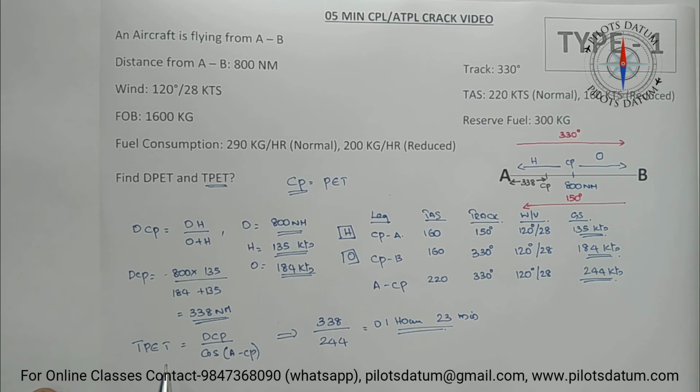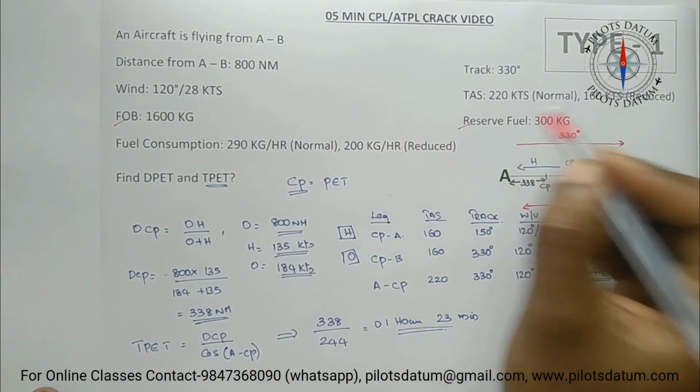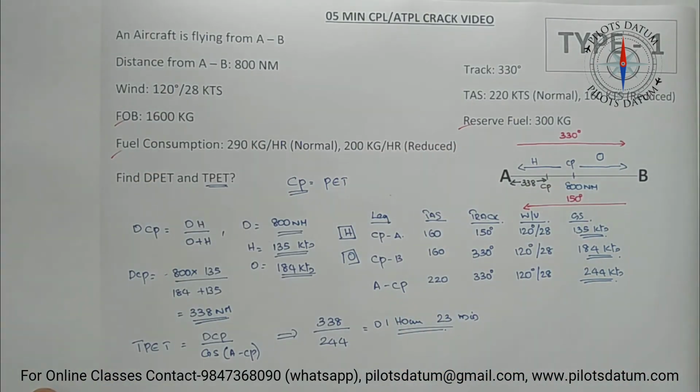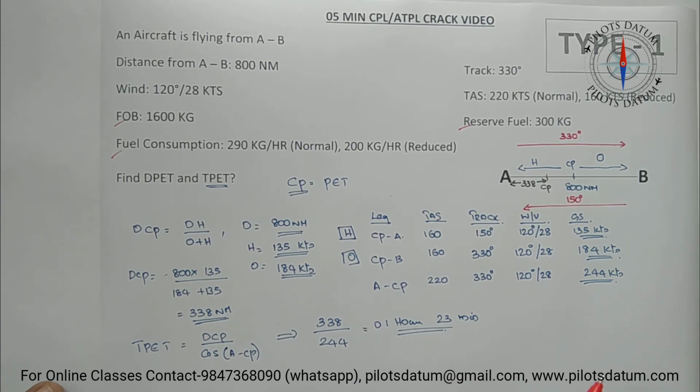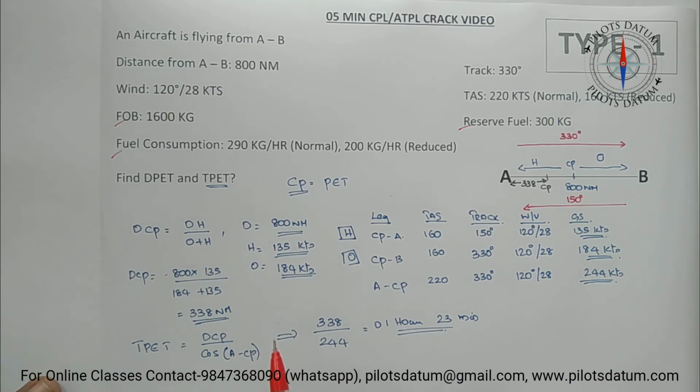Time to point of equal time. This is a simple one. One thing I want to convey is that we are not taking any terms from fuel on board or reserve fuel consumption, because when it comes to CP, as I explained in my theory part, fuel of any type will not affect DCP or TCP, the distance to point of equal time or time to point of equal time. These are given to find the PNR, which we'll be looking at in the following videos. That is point of no return. For finding CP, we don't need these values.